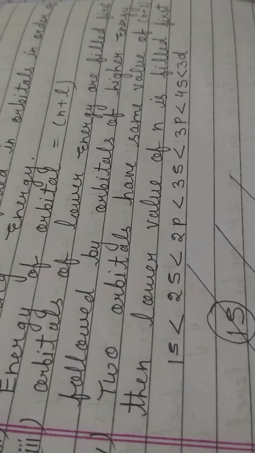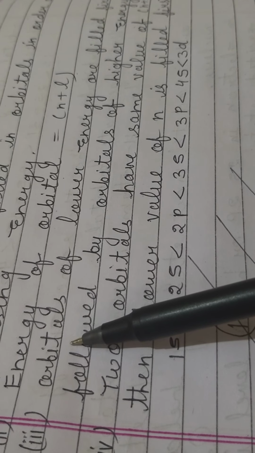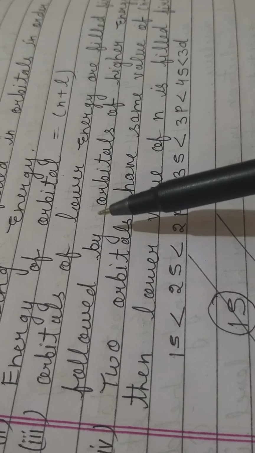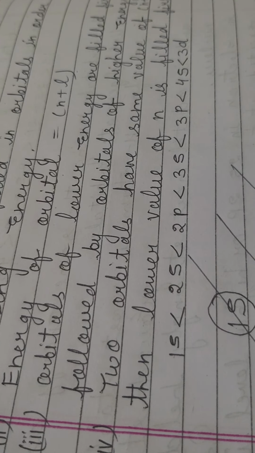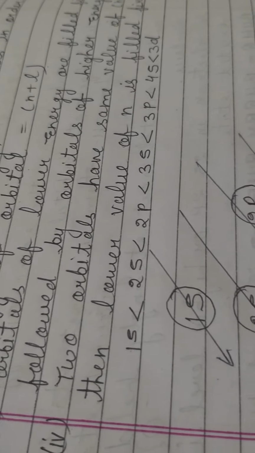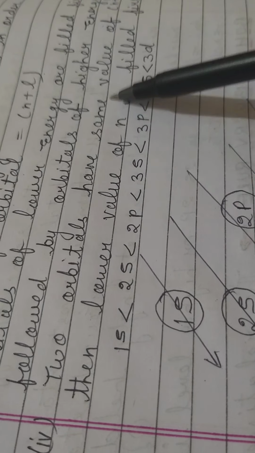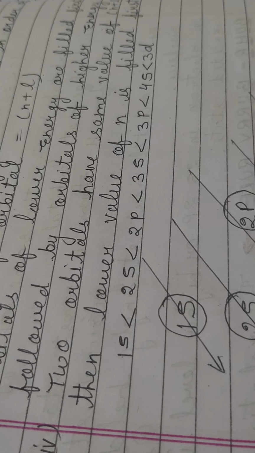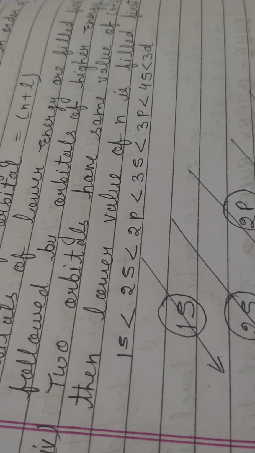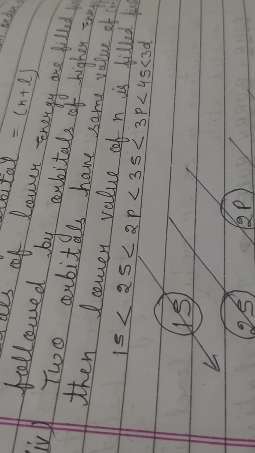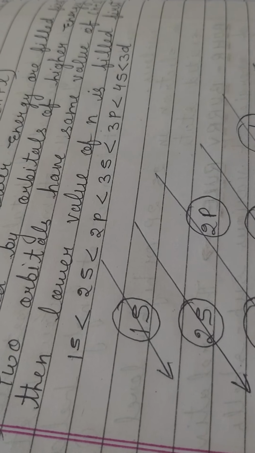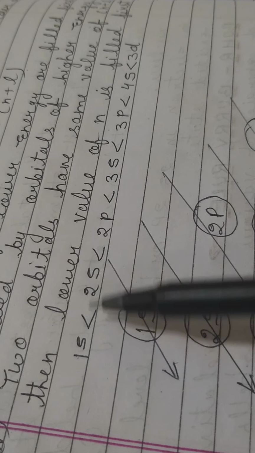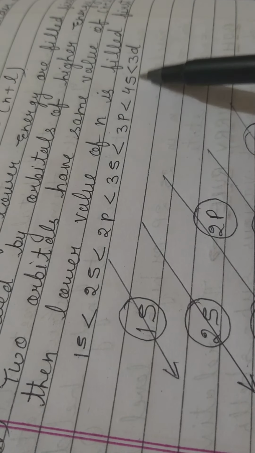So I mean to say, the Aufbau principle is totally based upon the Bohr-Bury rule, which decides the energy level of the different orbitals. Next point: orbitals of lower energy are filled first, then the higher energy levels. If two orbitals have the same value of n plus L, then the one with the lower value of n is filled first. I told that recently in the Bohr-Bury rule. Now the increasing order of different orbitals is 1s, 2s, 2p, 3s, 3p, 4s and 3d.